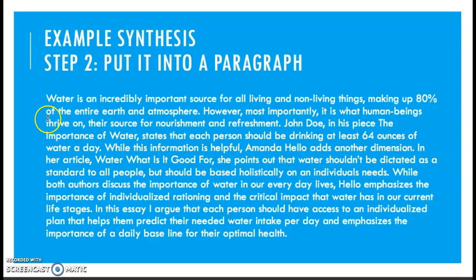So, in the first 2 sentences right here, I have successfully told my reader what my issue is and where I stand on it, without saying, my issue is water and I am for drinking water. Okay, so I didn't do it like that, but I used language to communicate where I stand on it and the topic. I talk about the importance of water, I talk about how much it makes up the earth, and I talk about how it's definitely needed for human beings to thrive.